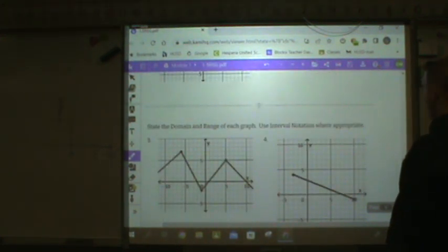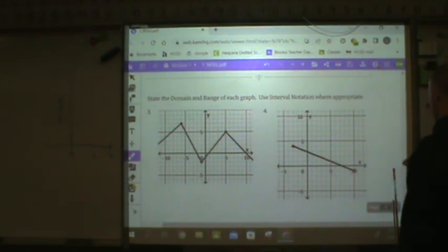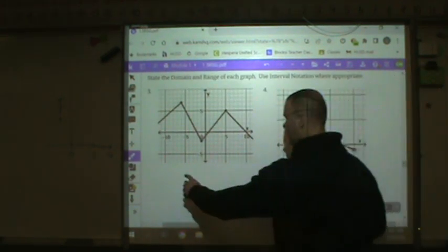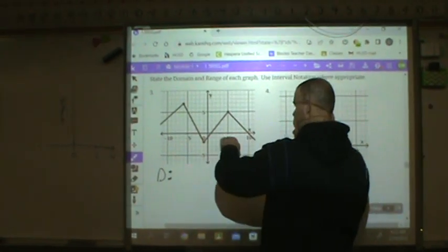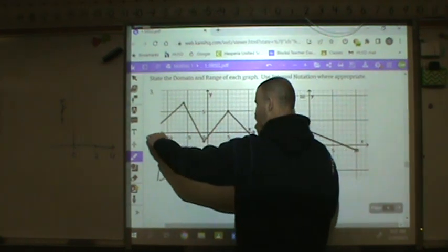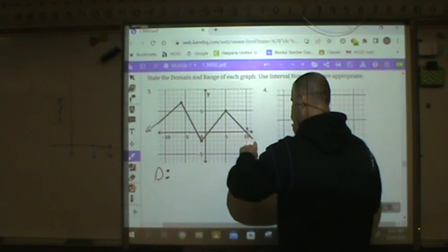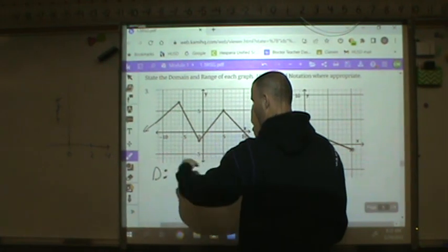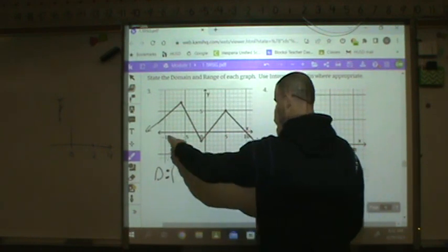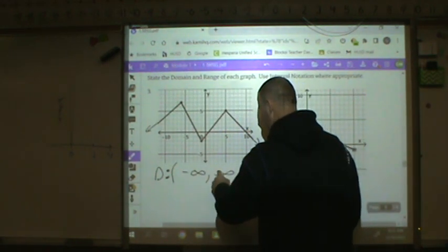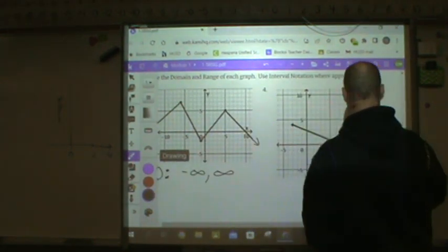All right? Now, down here it says state the domain and range of the graph. Well, remember, domain and range is x values. So, domain. What is my domain? Domain is x values. Look at your x axis, the number line of my x axis. Again, keeping in mind that these lines continue infinitely. My domain is going to be negative infinity to where? Where does it stop? It doesn't stop. Positive infinity. And then we need to talk about whether it's brackets or not.